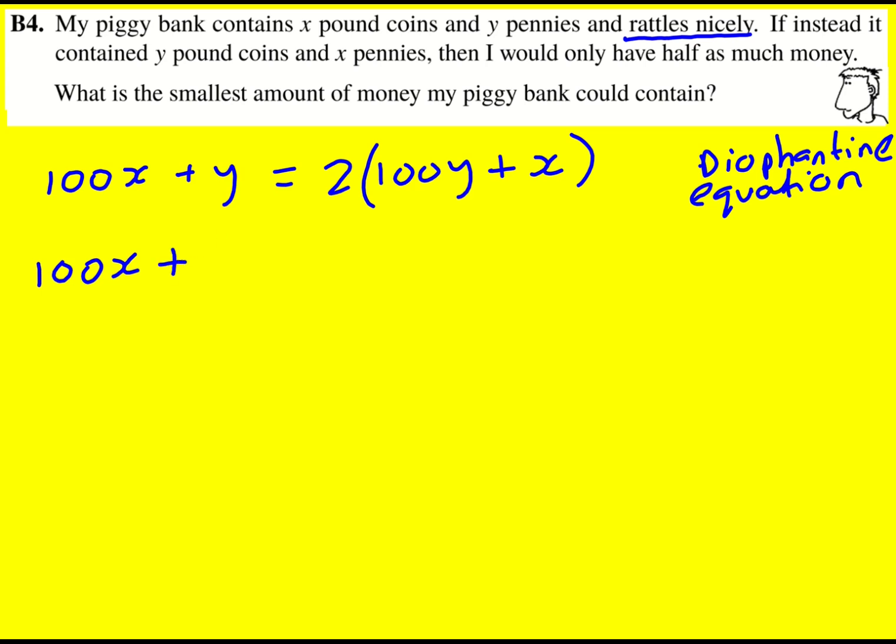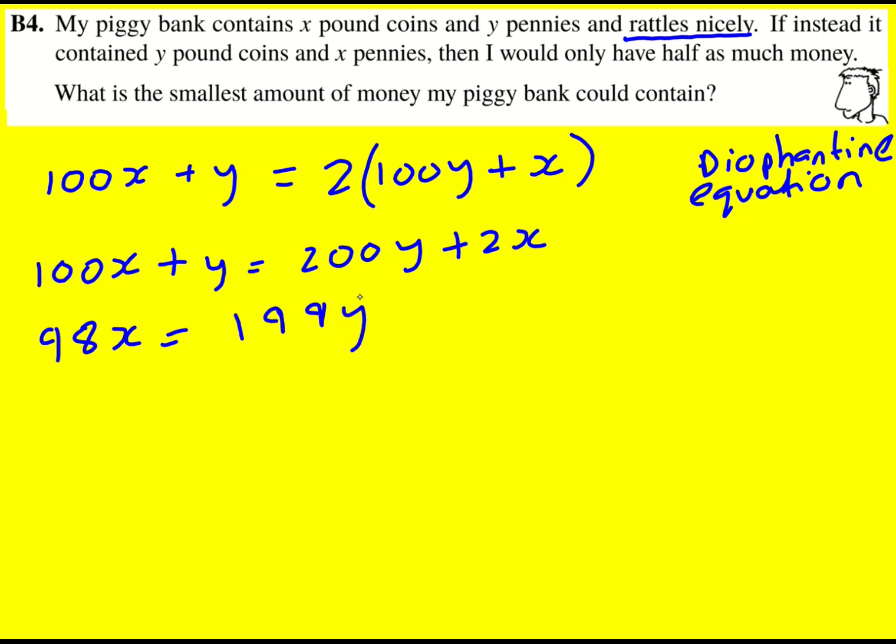First of all, let's try and simplify it and get just single terms containing x and y. So 200y plus 2x, minus the 2x, 98x is going to equal 199y. Now, what this actually means is that 98 and 199 are co-prime. They do not share any common factors. So x must be a multiple of 199.